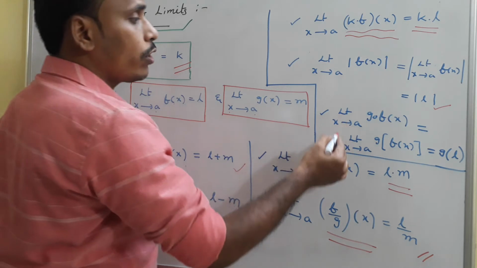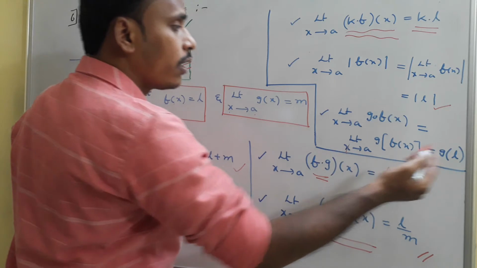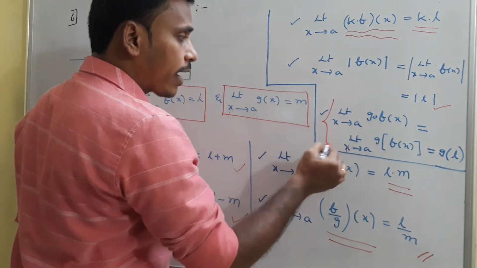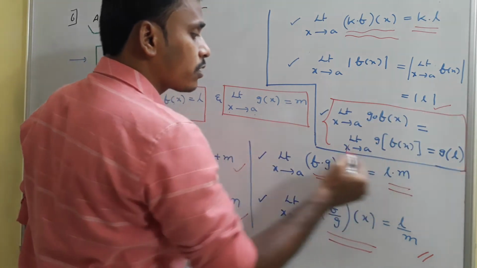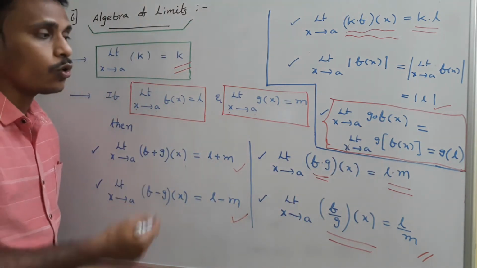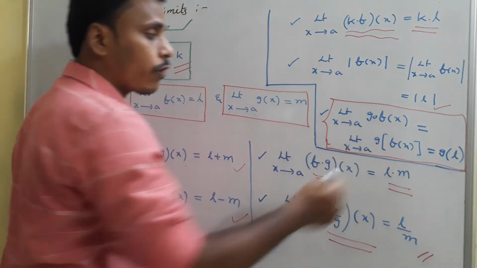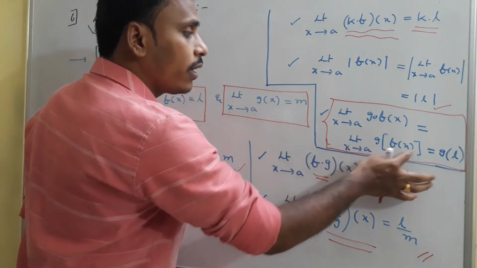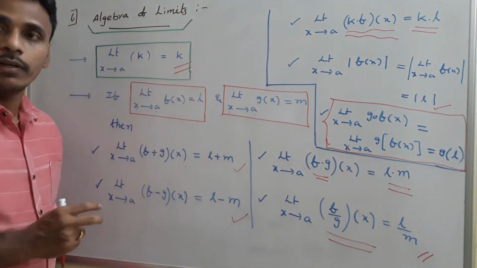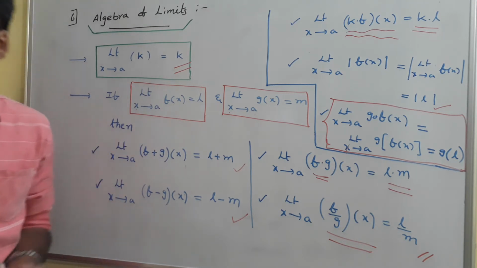The usual task, if you apply modulus, then its value is the modulus of the limit. And for composition also, limit x tends to a of g circle f of x is equal to limit x tends to a of g of f of x. You know g circle f of x is g of f of x. As x is tending to a, this f of x is l, so g of l is your answer. So this algebra of limits helps us very much in solving many problems.